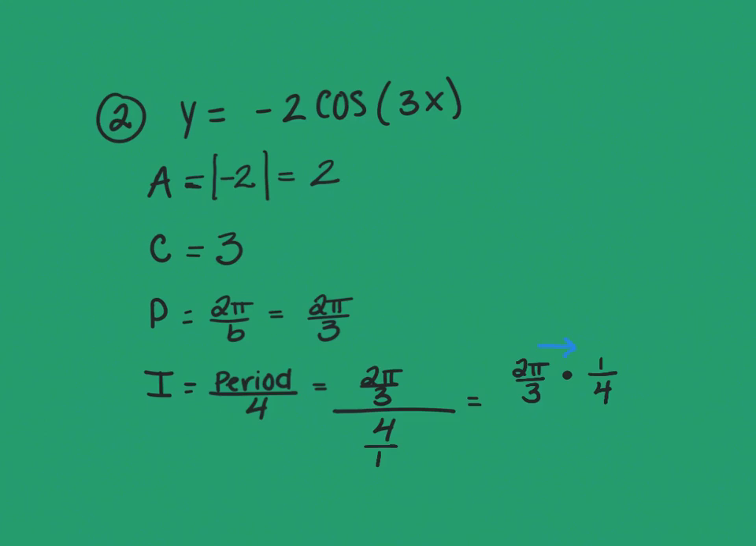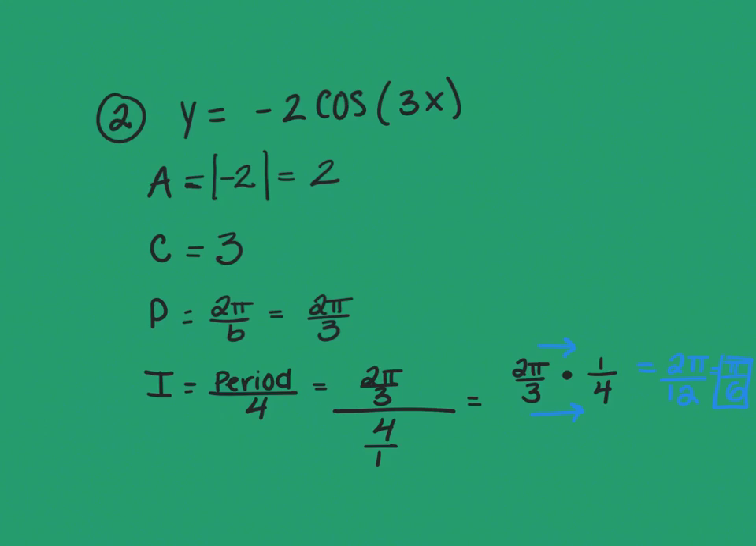So 2 pi times 1 is 2 pi, and we multiply the bottoms. 3 times 4 is 12. And then to simplify this, all we have to do is simplify 2 out of 12. I can divide the top by 2 and the bottom by 2. And by doing so, my final answer will be pi over 6.